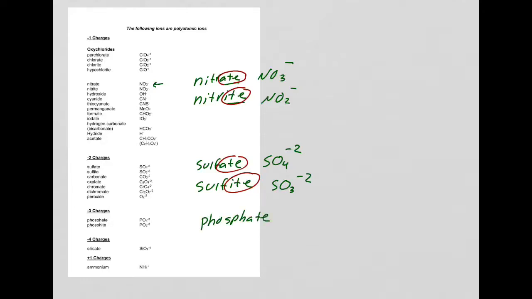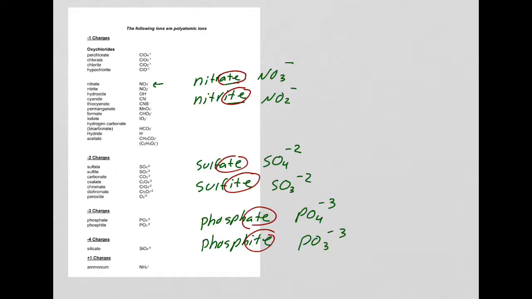Phosphate. Phosphate is PO4 minus 3. Without looking at it, don't cheat. What do you think phosphite is? PO3 minus 3. Okay, so again, 8 becomes ite when you have one less oxygen. Minus that, there's no other pattern going on. These are all the polyatomic ions. You just gotta memorize them, and you gotta know them.